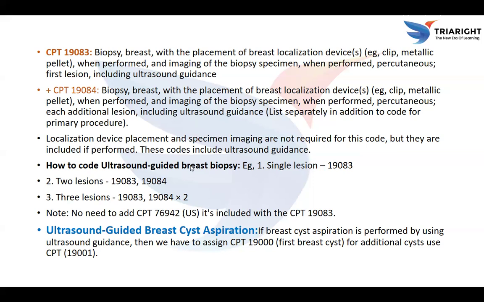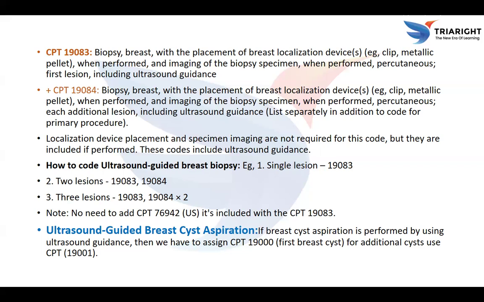So what guidance is included for codes 19083 and 19084? The ultrasound guidance, which is code 76942 in the radiology section, is already included in the 19083 and 19084 codes. It is billed per lesion, not per breast. So billing is based upon the number of lesions biopsied with the same guidance, but not necessarily which breast they are in. For example, 2 lesions in the same breast or 1 in each breast using ultrasound would still be coded as 19083 and 19084.